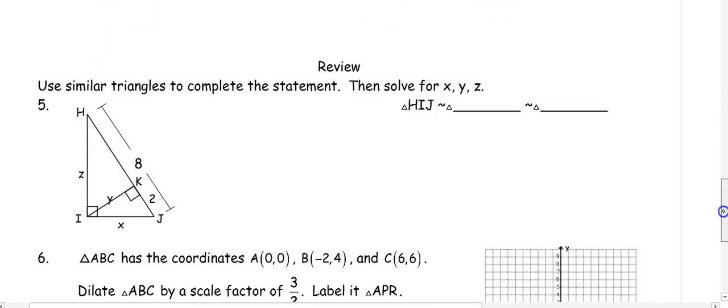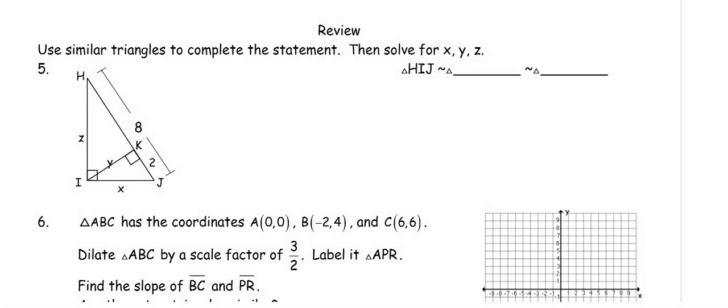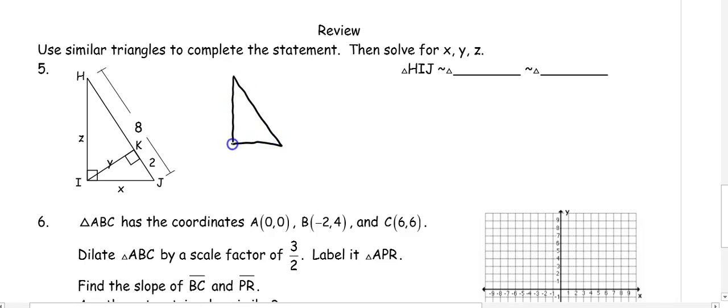So let's take a look at two review problems. The first one is dealing with our similar triangles. So number 5, we have 3 triangles. So we're going to redraw these triangles. So we have 3 right triangles. We have the original right triangle, and then the 2 smaller right triangles. Now remember, with the 2 smaller right triangles, we want to label that H is congruent and J is congruent, so that it will help us label our new triangles.